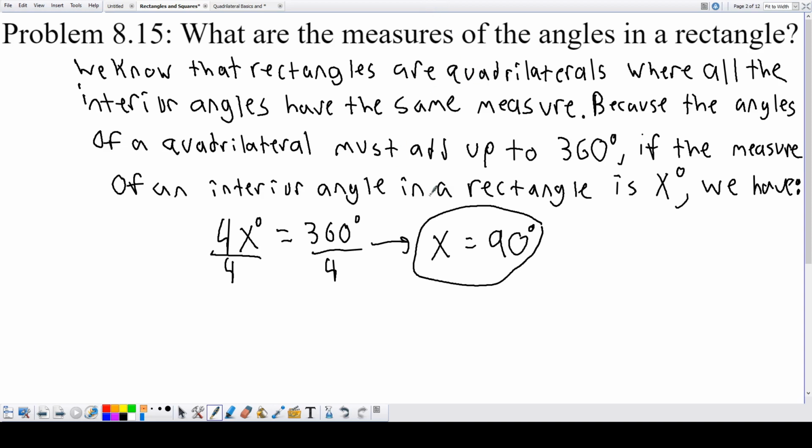So that gives us our first property about rectangles, which is that all of their angles are right angles. They have a measure of 90 degrees.